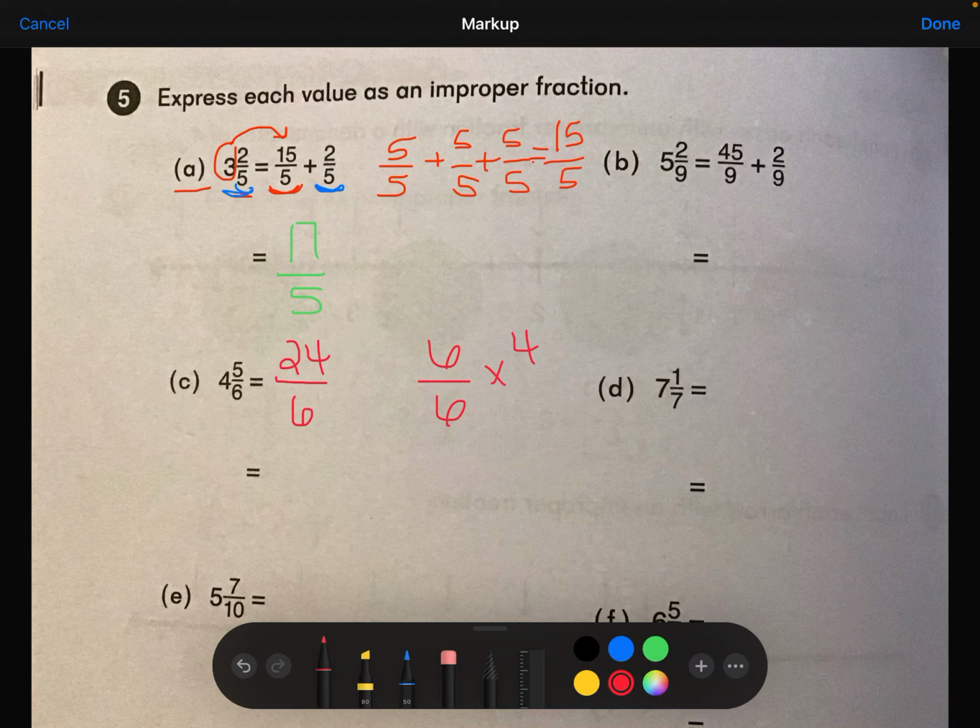I can represent then, step 2, our fractional piece, which is 5/6. And step 3, I can add them together to figure out what my answer is. And 24/6 plus 5/6 is going to be 29/6. All right, let's look at the next one here also.